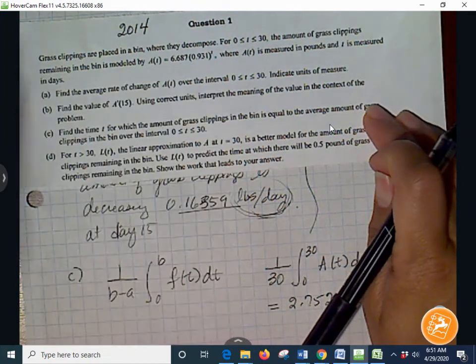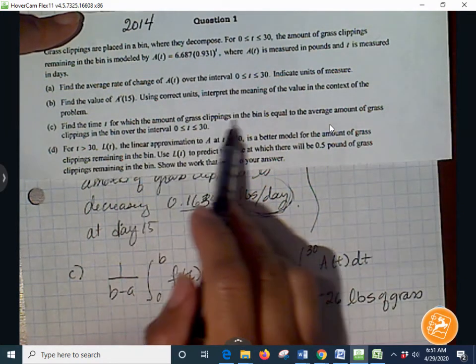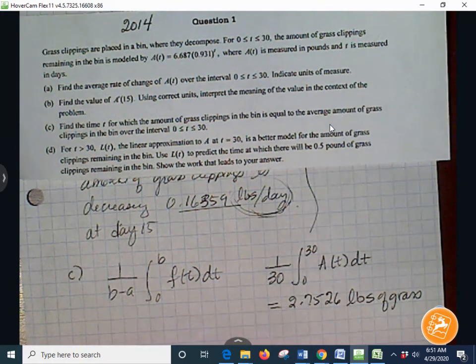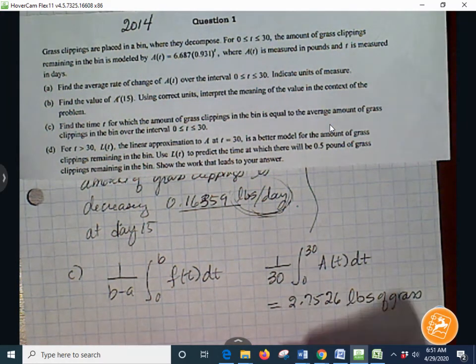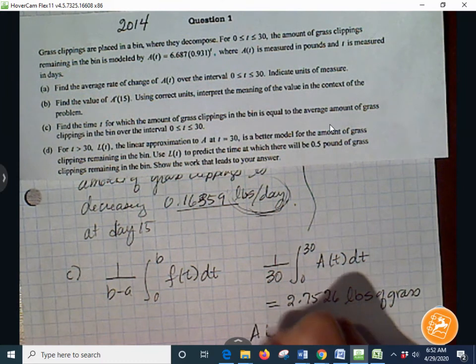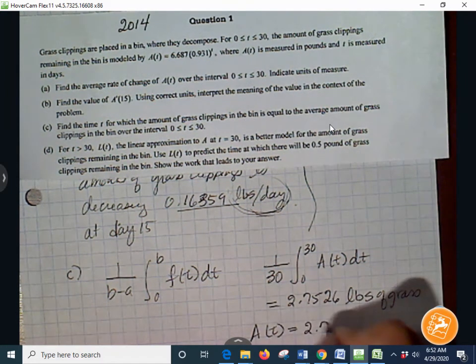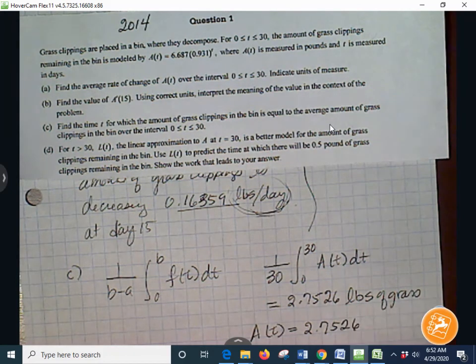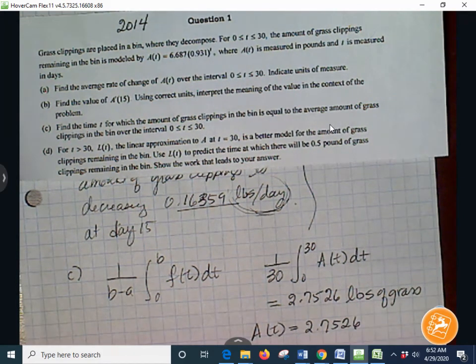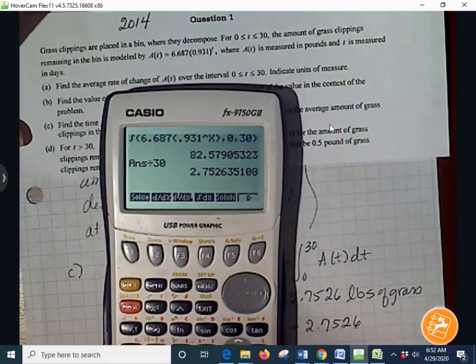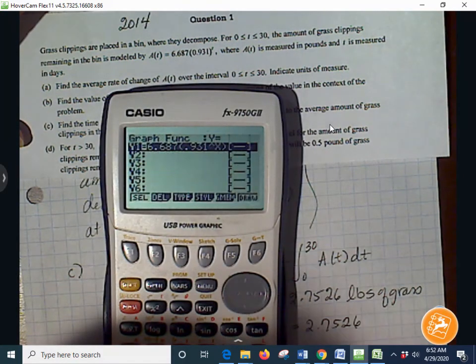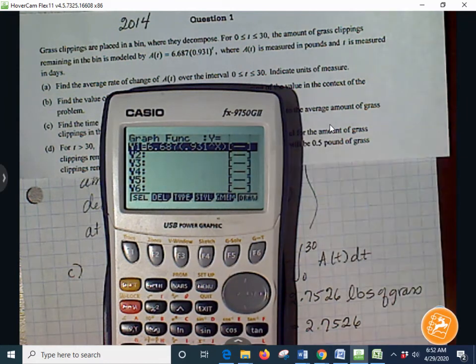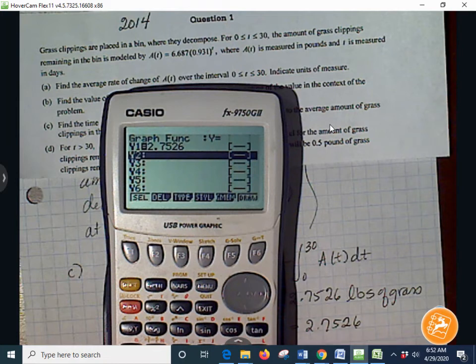Okay, now let me read the problem again. Find the time for which the amount of grass clippings in the bin is equal to this. So now they want me to find the time. That means A of t is equal to 2.7526. So when is A of t equal to that? This is when I use my graphing calculator, with the function and I want it equal to this amount.